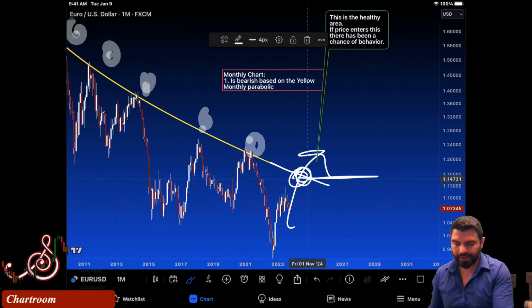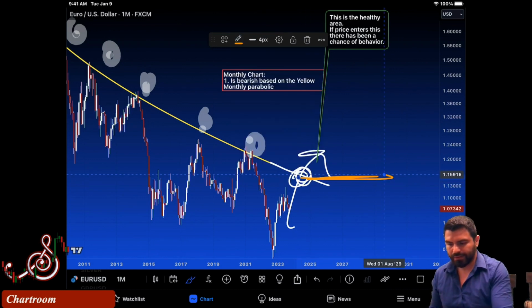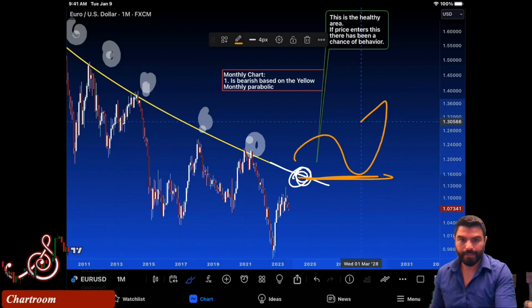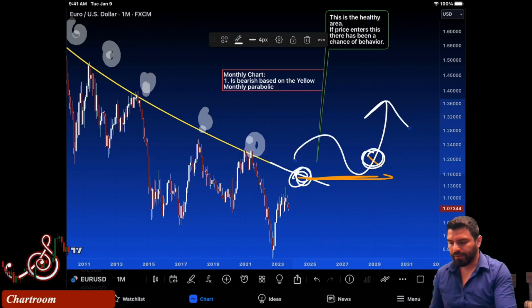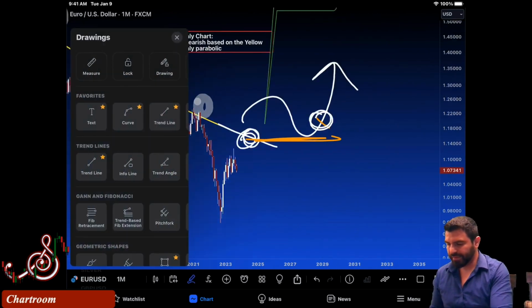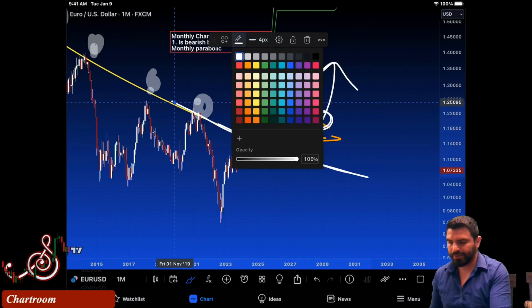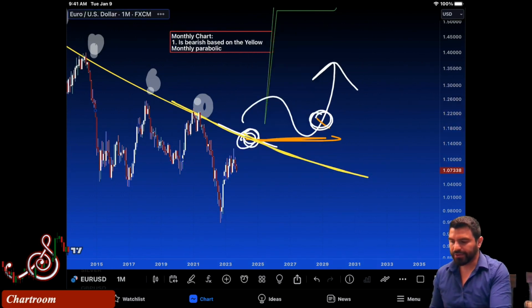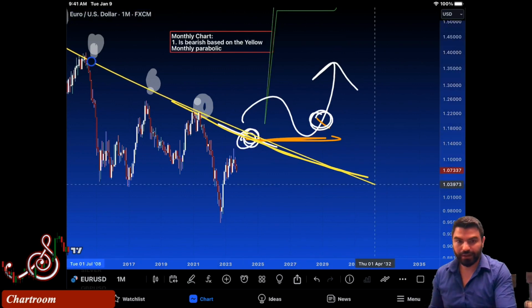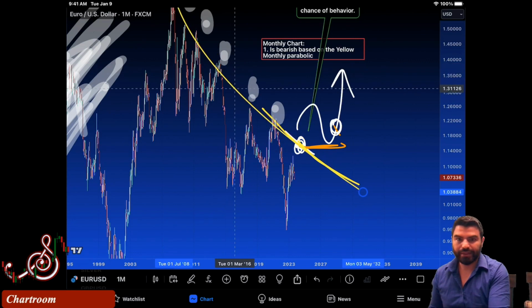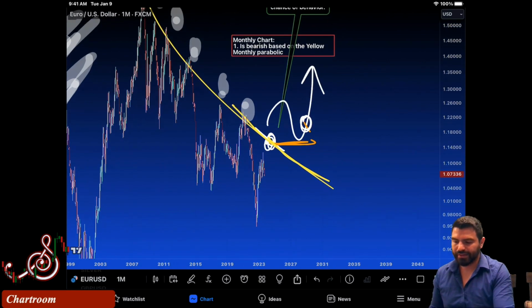We would draw a sword cut. We'd make it yellow or orange. And then we would look for either a pullback to here, and we take the trade about right there. Or we'd look for a pullback along that same yellow path. You can either draw it with your finger or you can just stretch it out. But if you stretch out the yellow parabolic, you're going to have to adjust the middle a little bit more. So just get used to that.